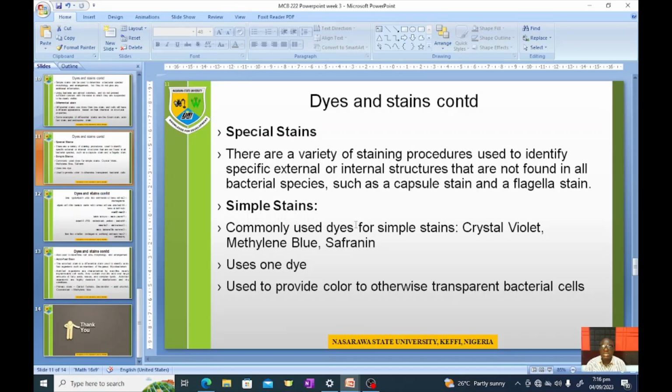The simple stains, as we discussed earlier, commonly use dyes including crystal violet, methylene blue, and safranin. And these simple stains use one dye, as said earlier. They are used to provide color to otherwise transparent bacterial cells.